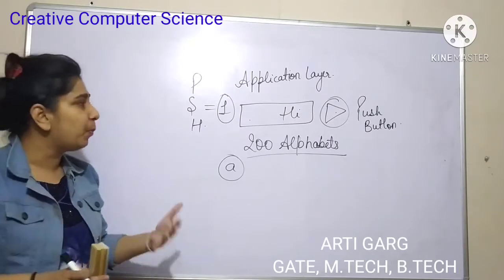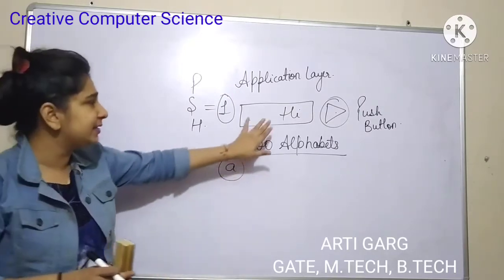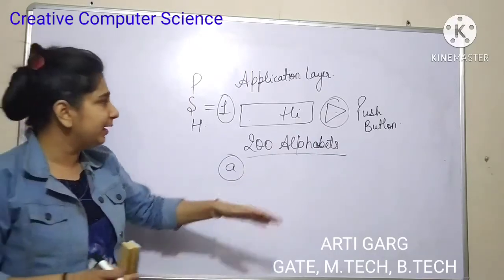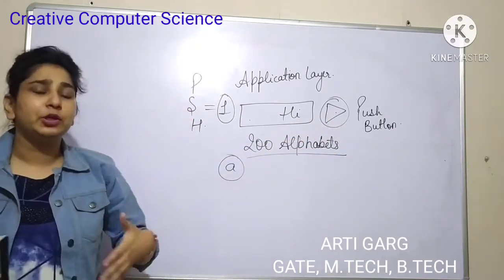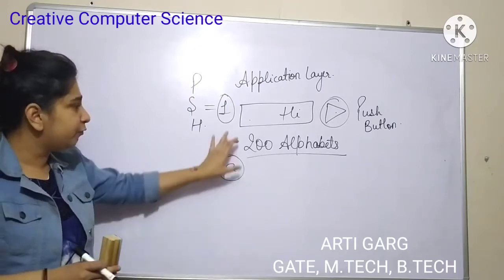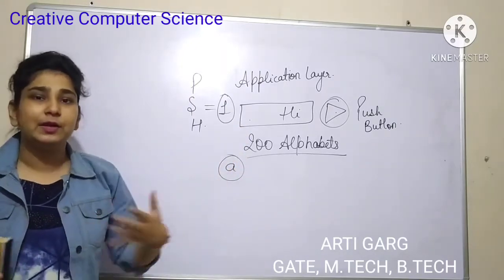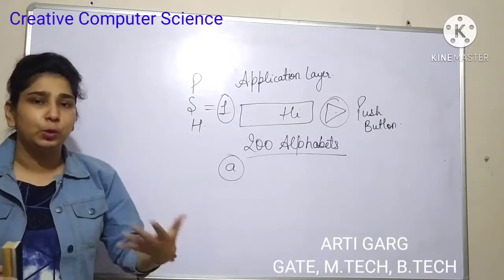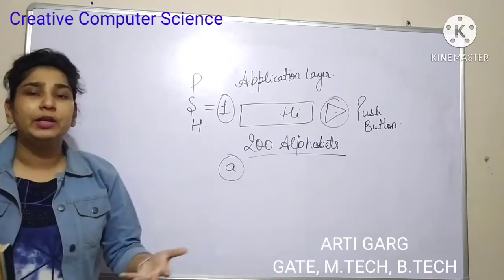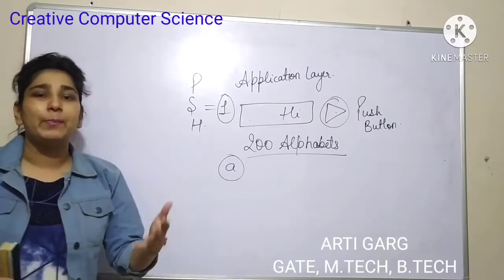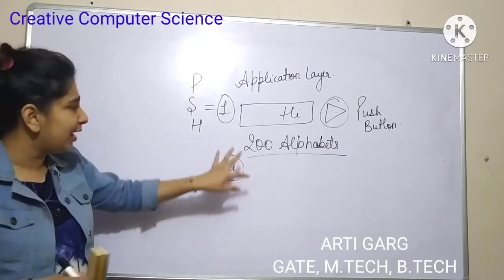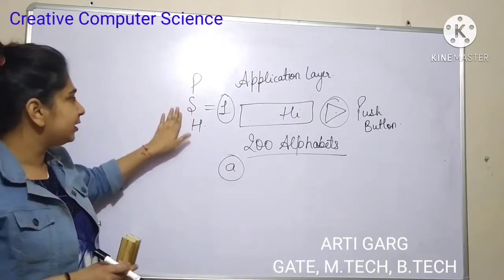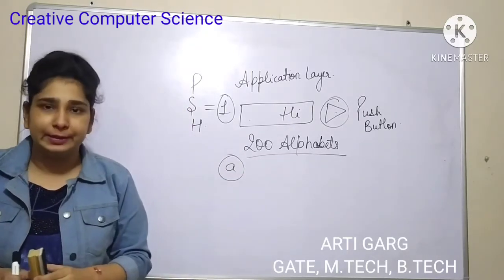Even in WhatsApp, we just write simply hi and then press the push button. What does it mean? You can't keep waiting for 200 alphabets, and first write the 200 alphabets and then send. Then who will be using real life applications like WhatsApp if you have restrictions like this? So that is the advantage of using push field.